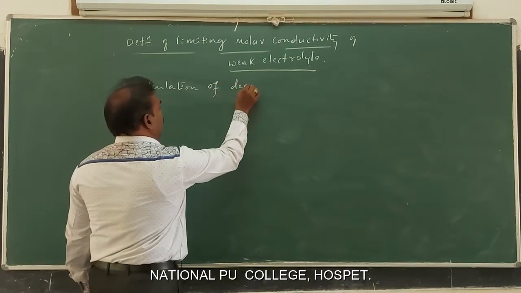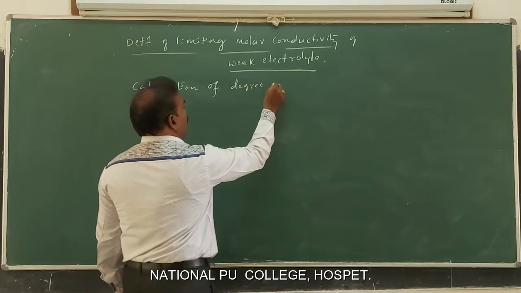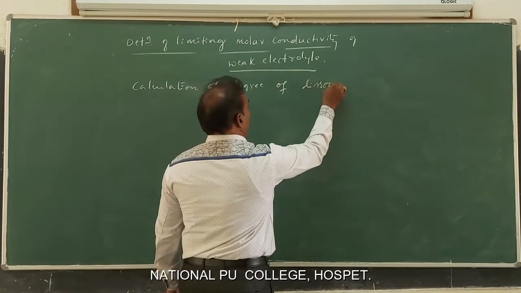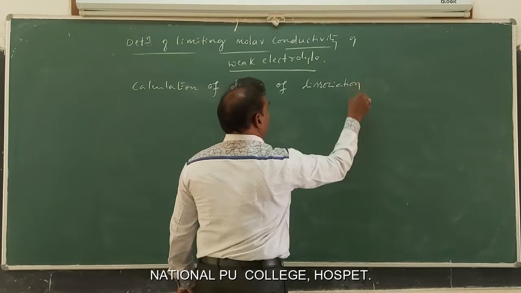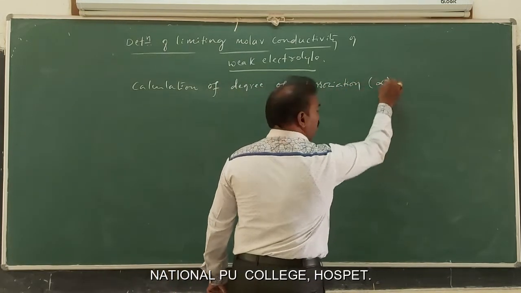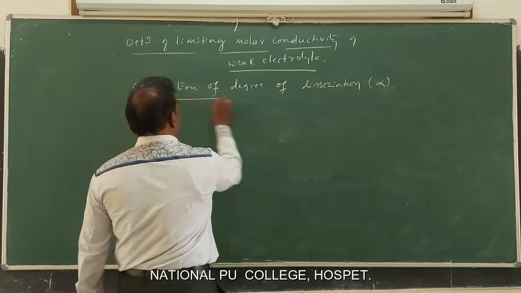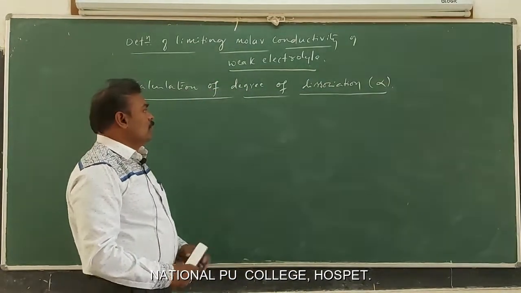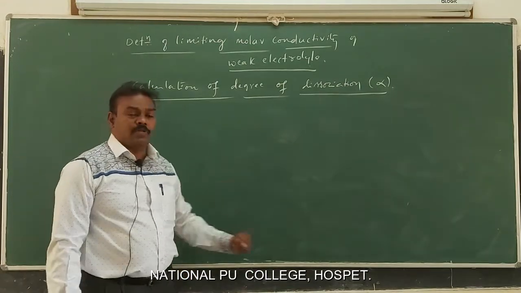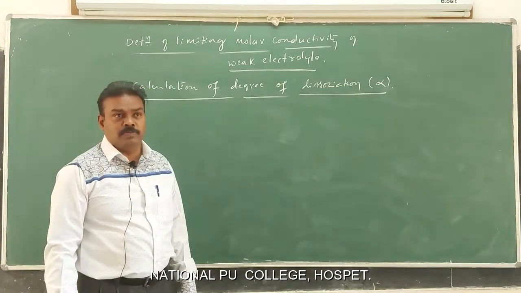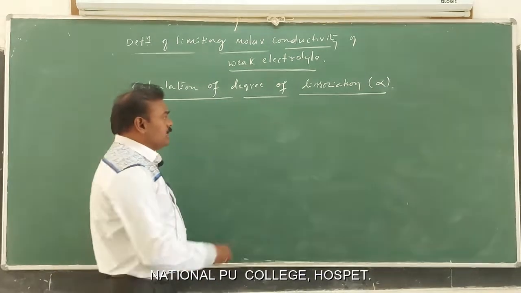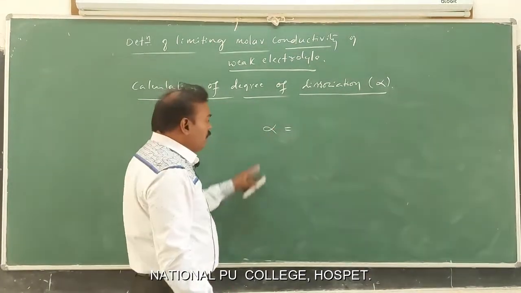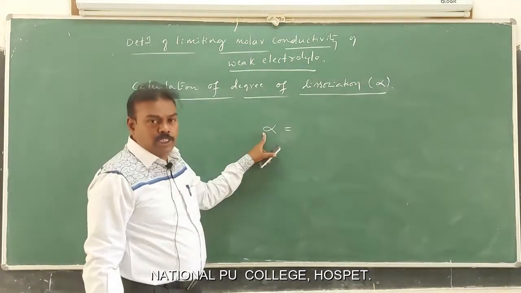Okay. Next one is calculation of degree of dissociation. Degree of dissociation is given by the notation alpha. This is one of the relations regarding the calculation of the degree of dissociation. So now here it is given by the relation. Directly I am telling you, alpha is called the degree of dissociation only.